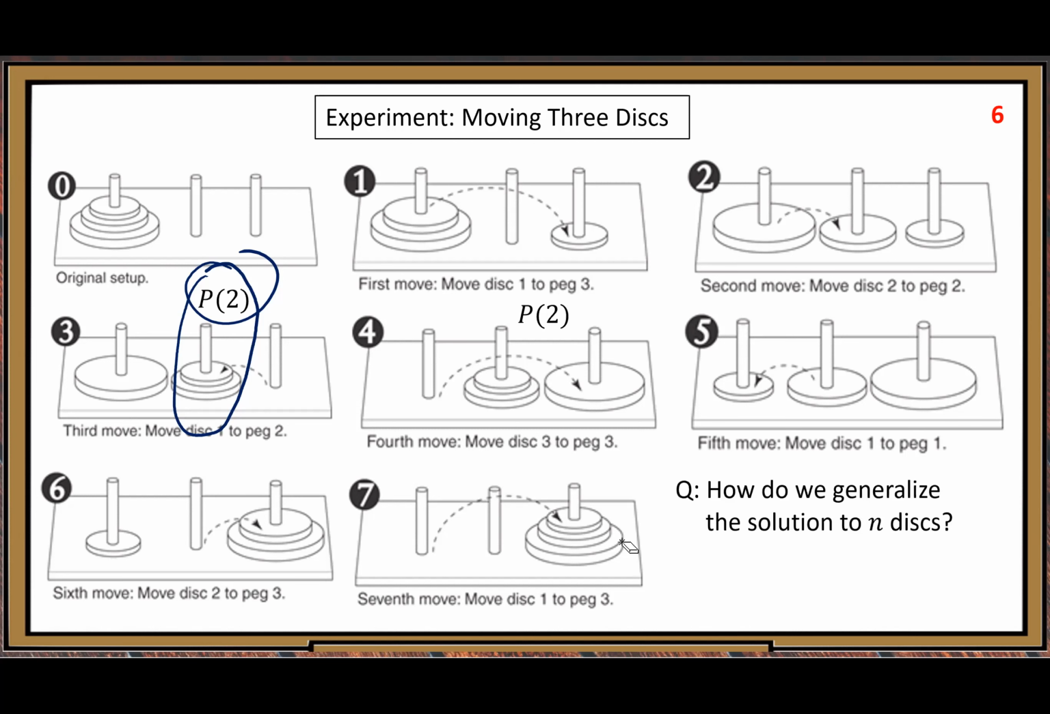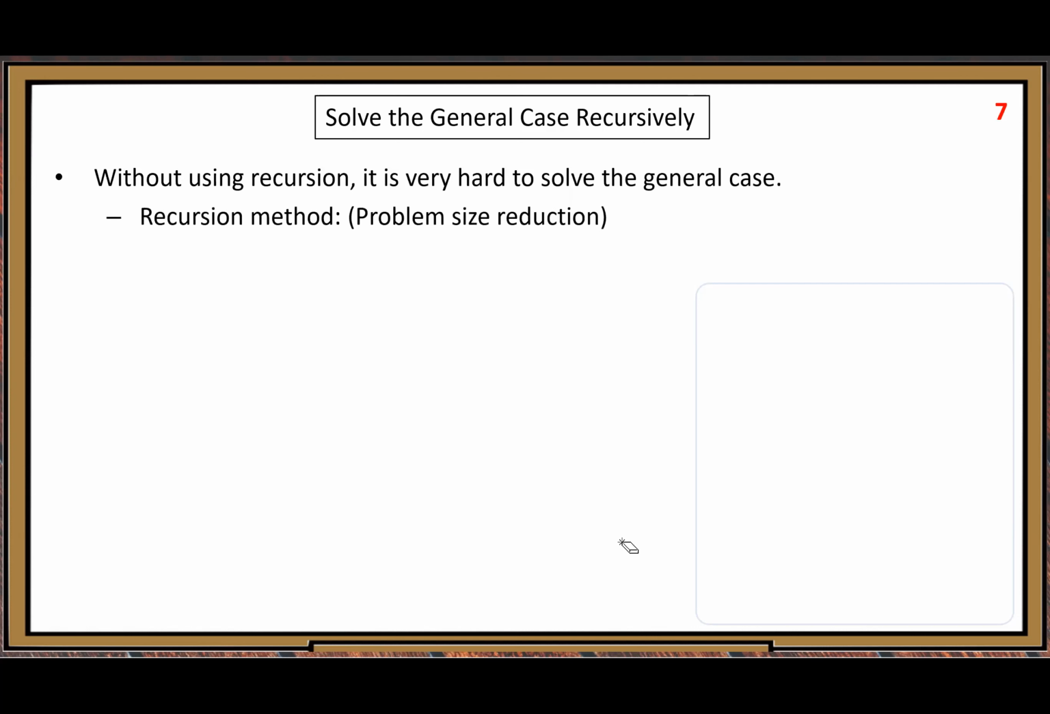Question: how do we generalize the solution to n disks? We need to get an n-disk solution, using a similar idea, our final version of the solution. So let's start over again, but this time we imagine we have n disks. We use recursion to do it.